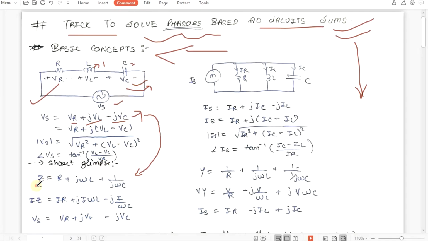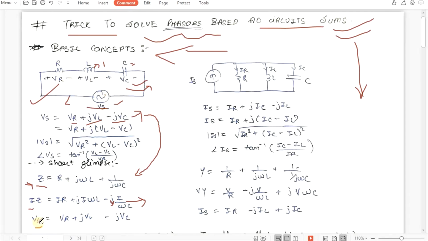Okay, so this input impedance will be Z equals R plus jωL plus 1 upon jωC. Now if you multiply this equation with I, it will be IZ equals IR plus jIωL plus 1 upon jωC into I. If we take j to the numerator, we will get minus jI upon ωC. Now if we try to simplify this, I into Z, input current into input impedance, will be Vs, right?